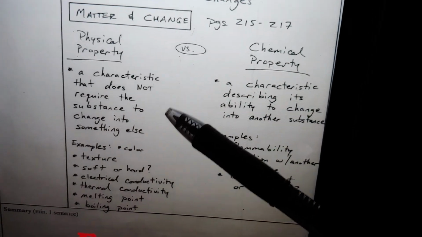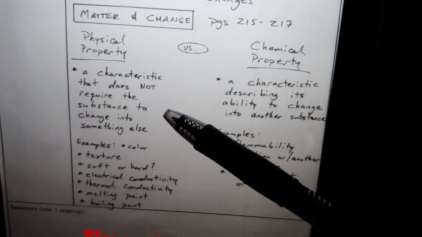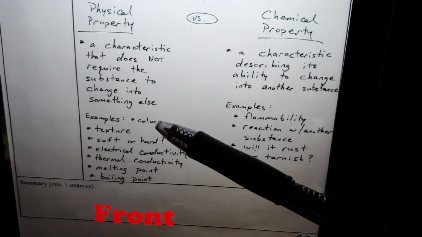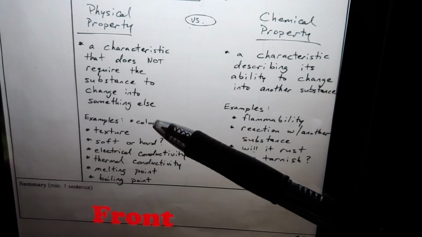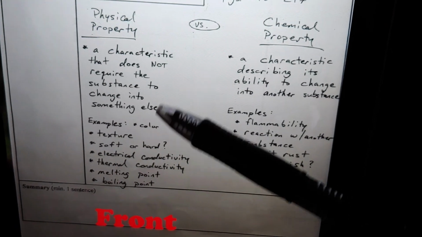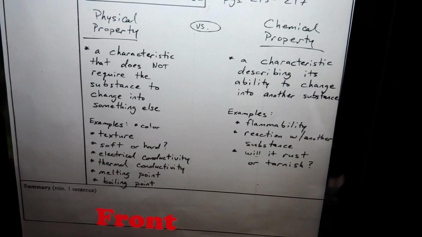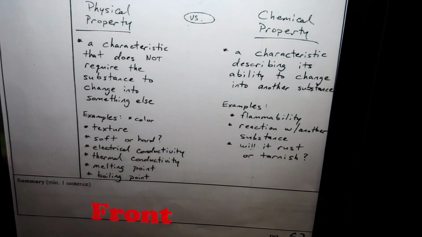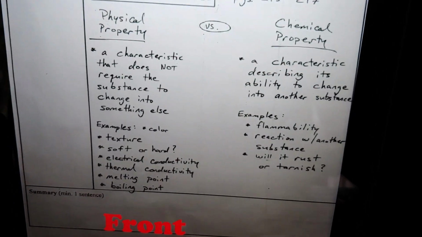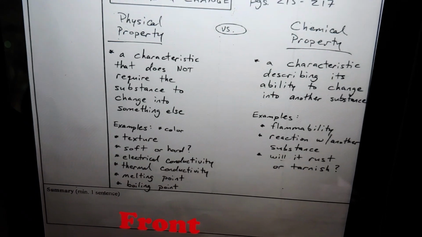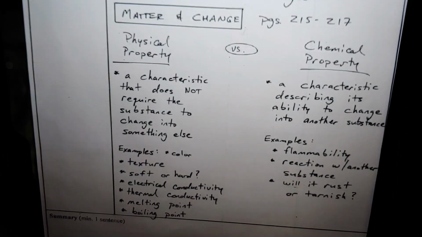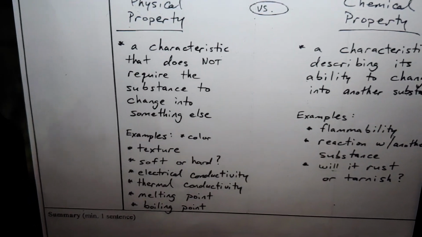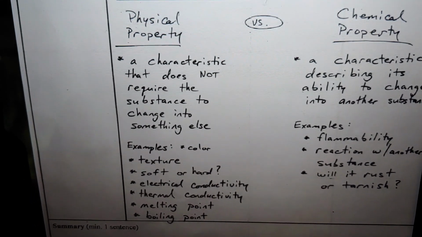A physical property is something that doesn't require the substance to change. For example, the color. The color of an item doesn't change. If you have, for example, copper and you melt it into liquid, it's still a copper color, which is reddish brown. If it turns hard back into metal, it's still a copper color. The texture of an item, you can make something smooth or you can make it rough. For example, you can make an ice cube that is very smooth, but you could also make an ice cube that has sharp edges.